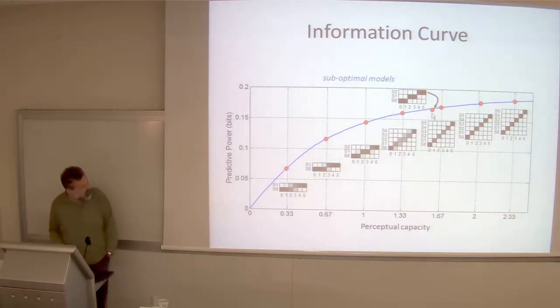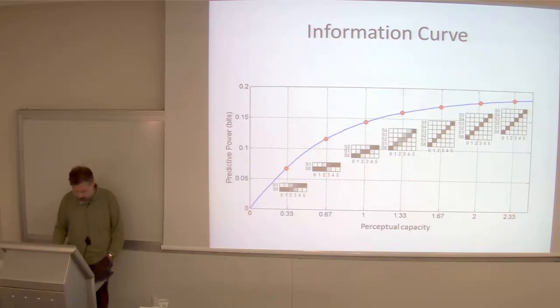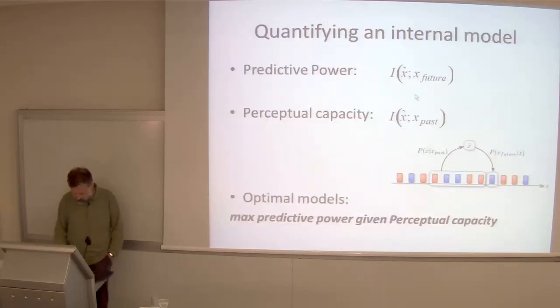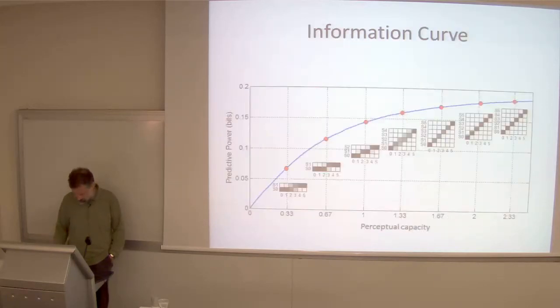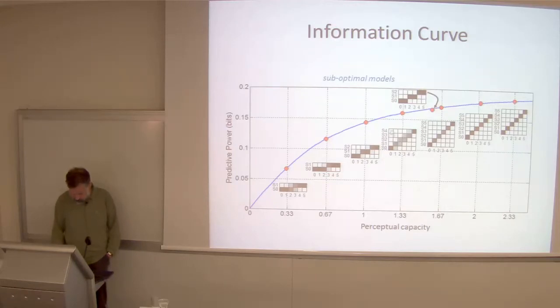Can you go back to the definition of the perceptual capacity? The perceptual capacity is the mutual information between the past and the internal state. So it's just the mutual information of this matrix, as a joint distribution of past and state.